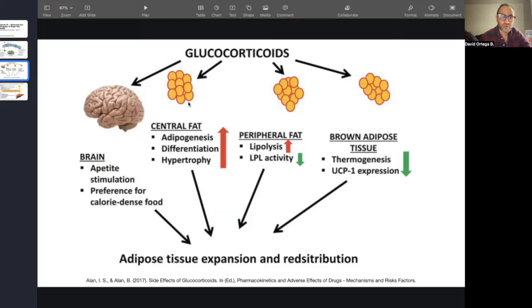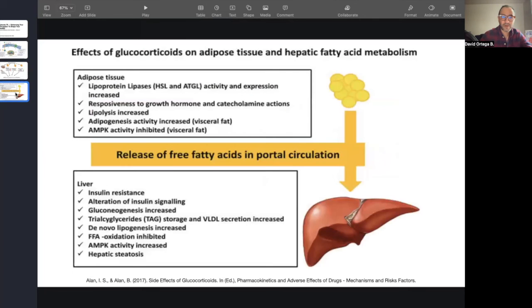They are going to have central fat adipogenesis, so they increase the fat in the central area, which is the most toxic fat. Differentiation of the adipocytes, as we mentioned, and hypertrophy. So hypertrophy means that this lipid accumulation is going to lead to many problems, as we depicted here, with the accumulation of these VLDL and triacylglycerols.